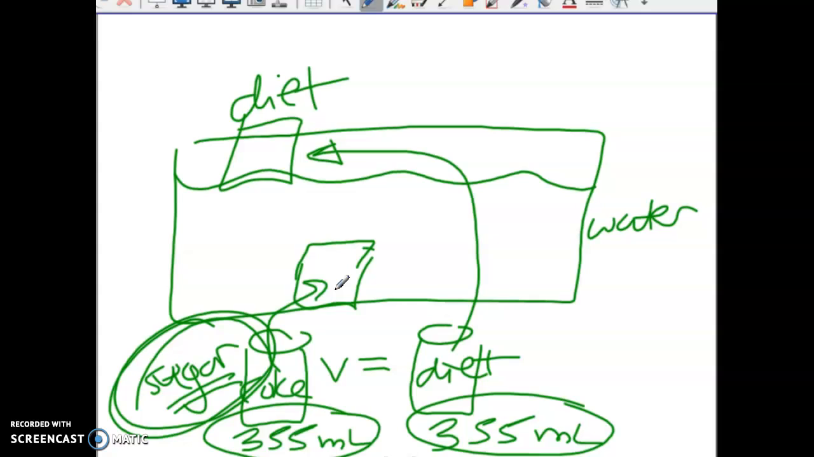I believe it has something like 20 plus grams of sugar. Hold on, let me Google this quickly. Okay, sugar in Coke. So it's got 10.6 grams of sugar per 100 milliliters. So 10.6 times 3.55.